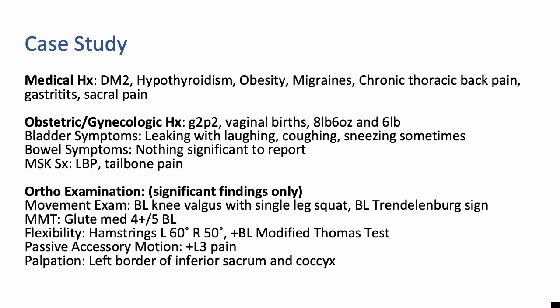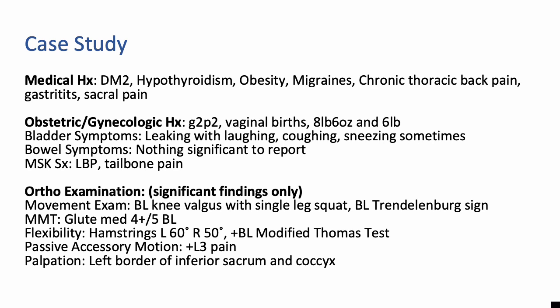So her medical history included diabetes, hypothyroidism, obesity, migraines, chronic thoracic back pain, gastritis, and sacral pain, and wasn't listed, but she'd mentioned the low back pain from the sleeping posture. Obstetric and gynecologic history, she'd had 2 vaginal births, 8 pounds and 6 ounces and 6 pounds. She did have some bladder symptoms, some leaking with laughing, coughing, sneezing sometimes. And then musculoskeletal, she had low back pain and tailbone pain.